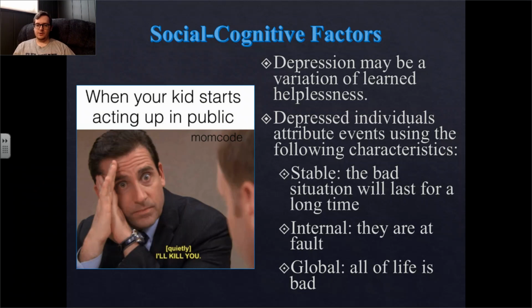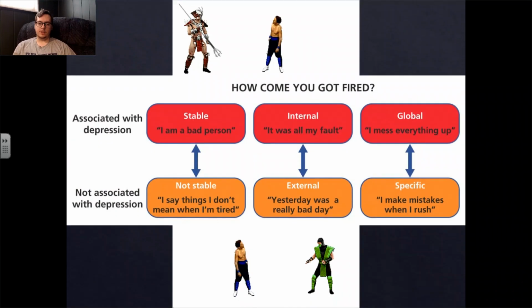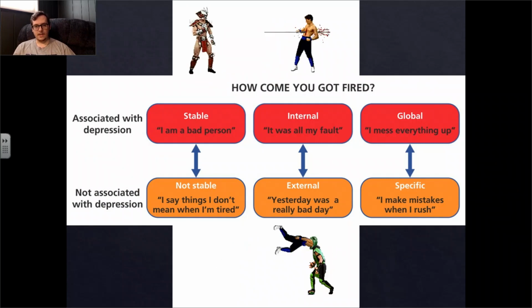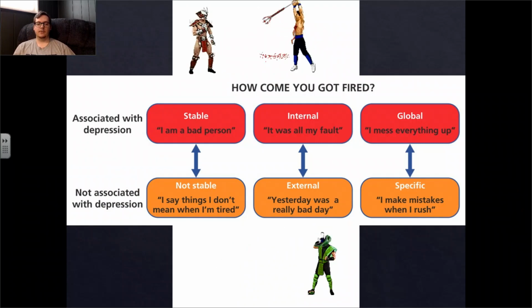Depressed individuals attribute events using the following characteristics. Stable: the bad situation will last for a long time. Internal: they are at fault. Global: all of life is bad. And to further accentuate this, there is this chart here. I think this chart's much less confusing.